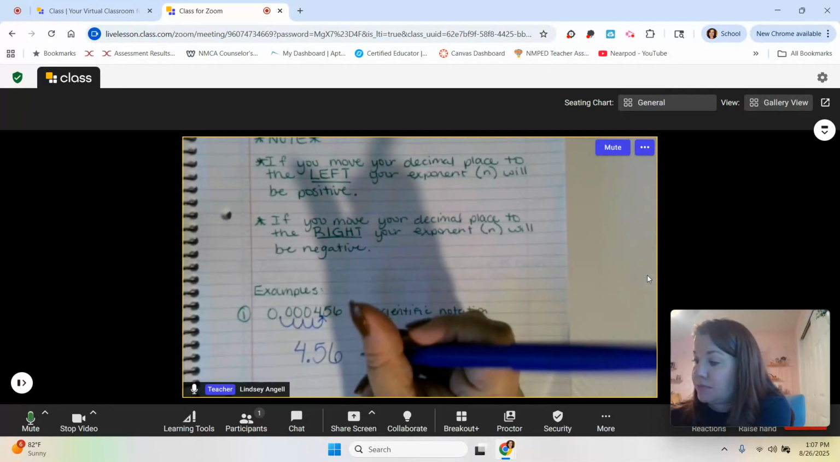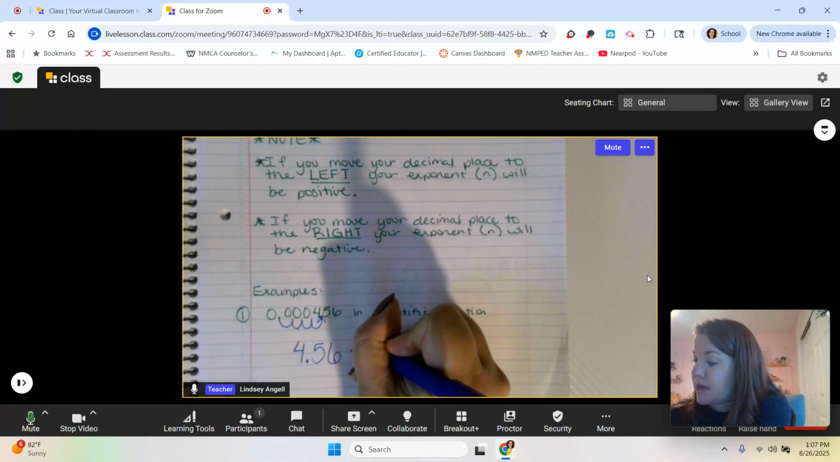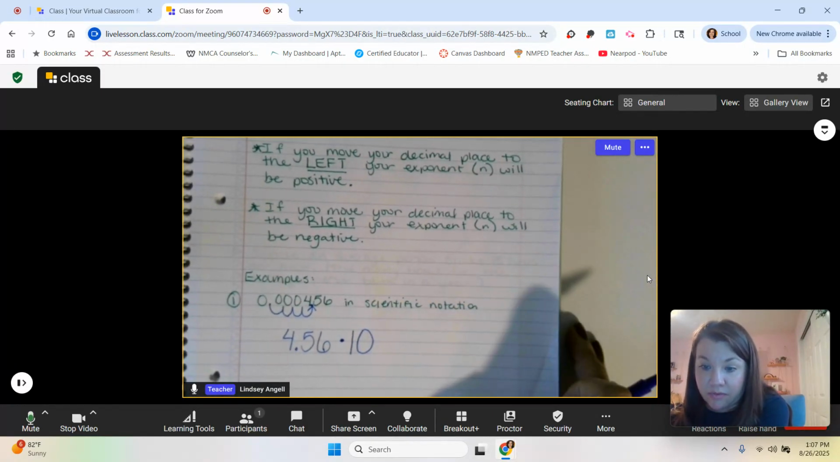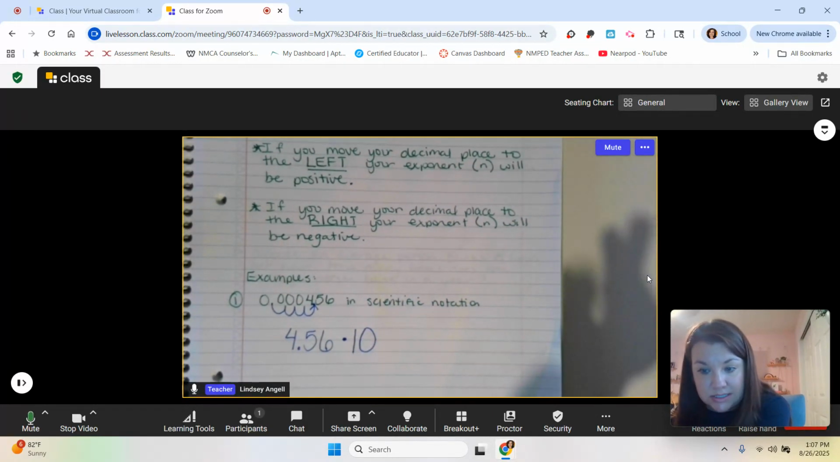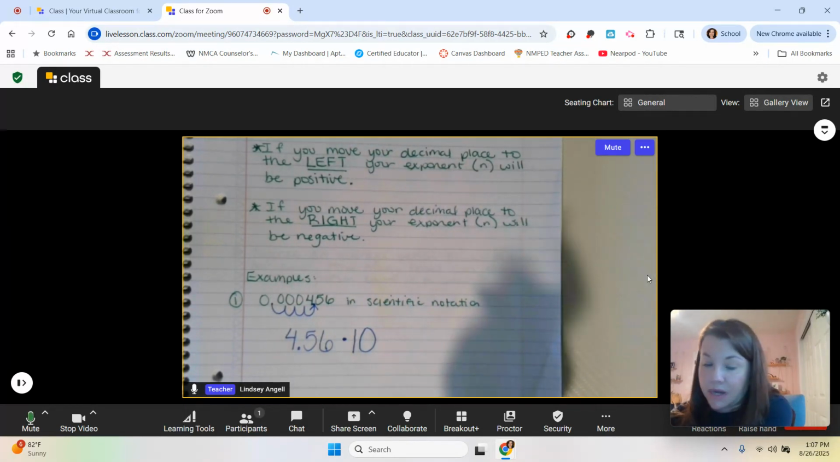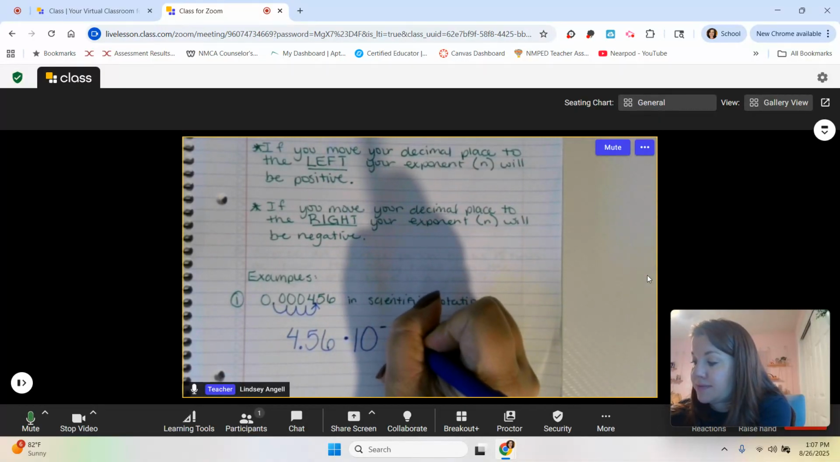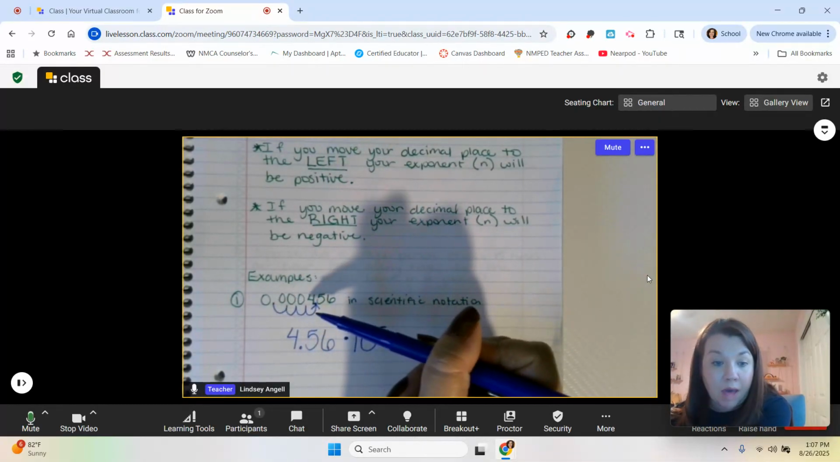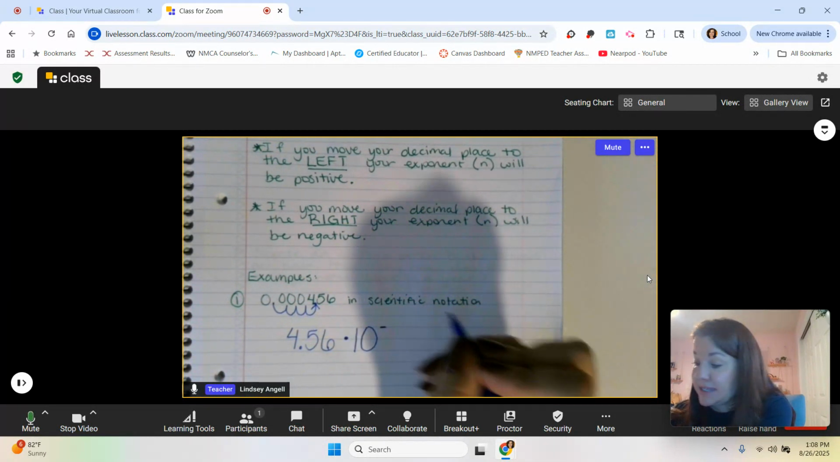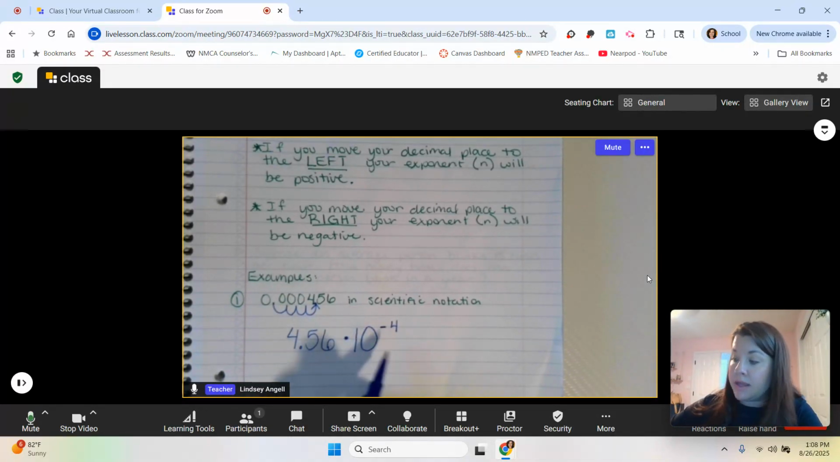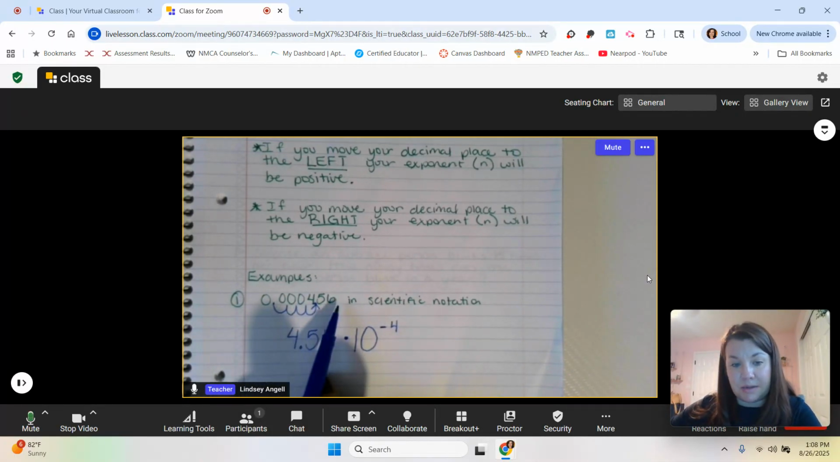I moved my decimal to the right, which means my exponent is going to be negative. And how to determine what your exponent's going to be? Well, first off, the base is always going to be 10. A lot of that is based off of the fact that we work in a base 10 system. I went over that in the beginning of the last video. And then I'm going to have a negative exponent. And then the number that's right here is determined by how many times I move my decimal. In this case, 4. So this right here, 4.56 or 4 and 56 hundredths times 10 to the negative 4, is the same thing as this number here. Okay, this is it. This is your final answer.